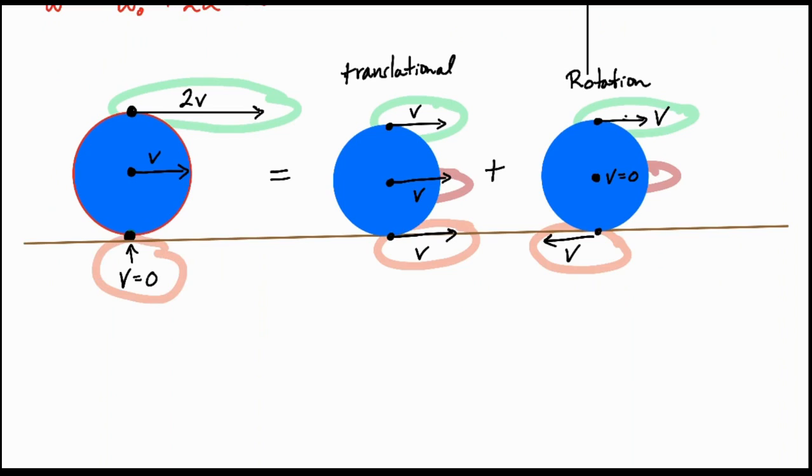So you can think of it either as how it looks when it's rolling, or as translational plus rotational. We're going to do a lot more with these rolling without slipping kinds of things. But this is one good thing to know, and just add it to your notes for now. If you have any questions, let me know.